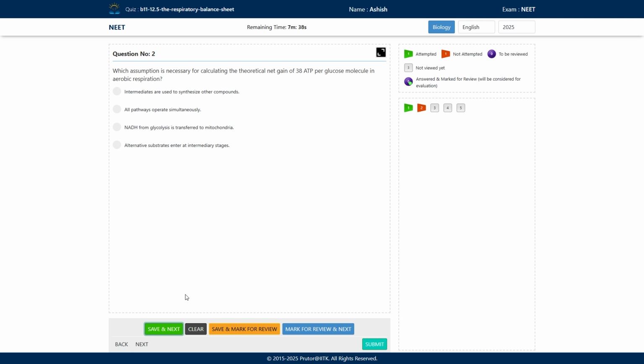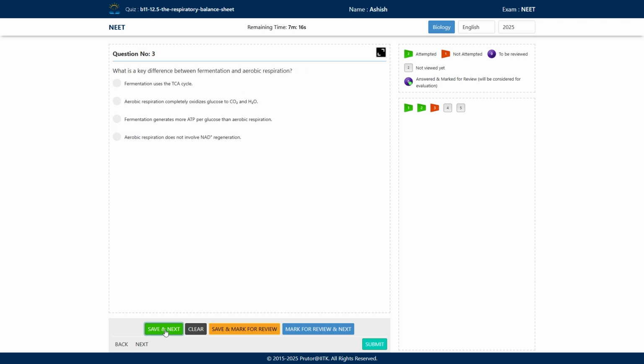So the assumption that is necessary is that NADH from glycolysis is transferred to mitochondria for calculating the theoretical net gain of 38 ATP per glucose molecule. However, these assumptions are not very true in case of real cellular processes. Let us look at the next question.